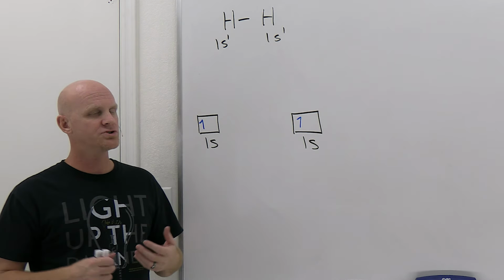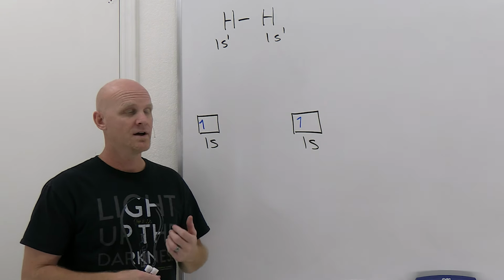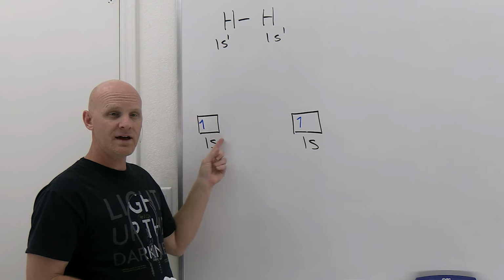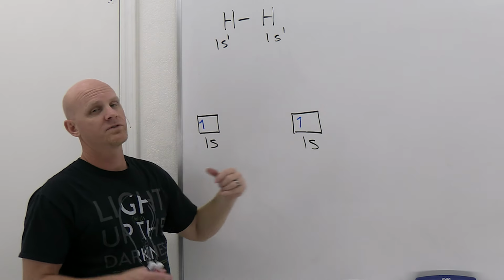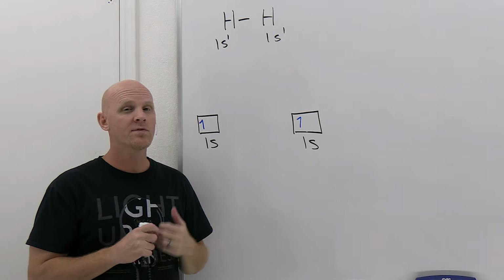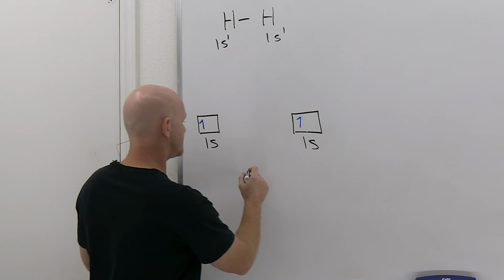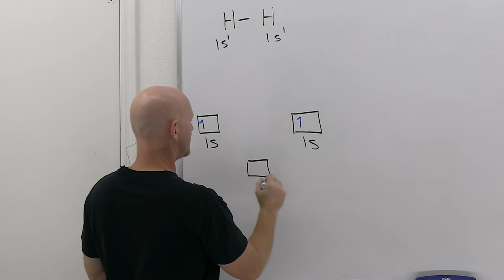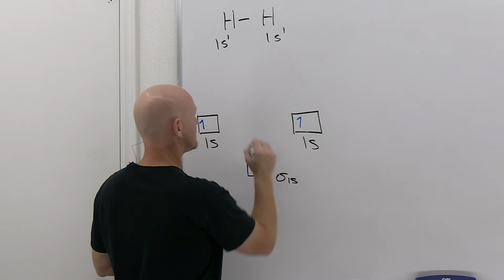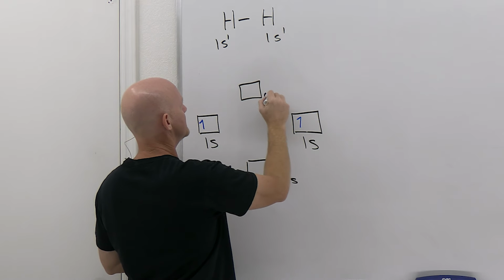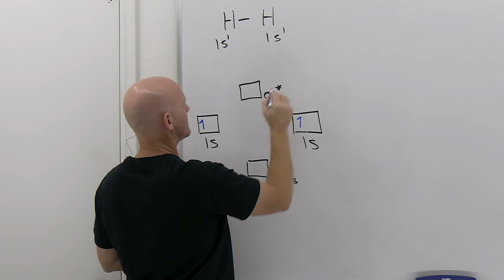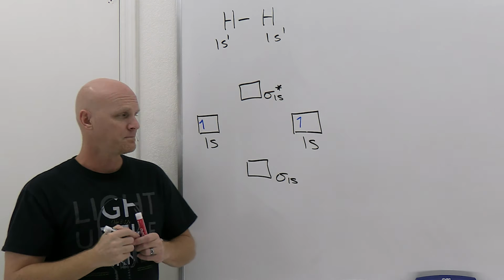So we're not actually going to draw these shapes that we saw created. But we know that when two atoms come together, in this case two hydrogen atoms, their s orbitals are going to overlap to create a lower energy bonding molecular orbital that we'd call sigma 1s, and a higher energy antibonding molecular orbital, which we'd call sigma 1s star.